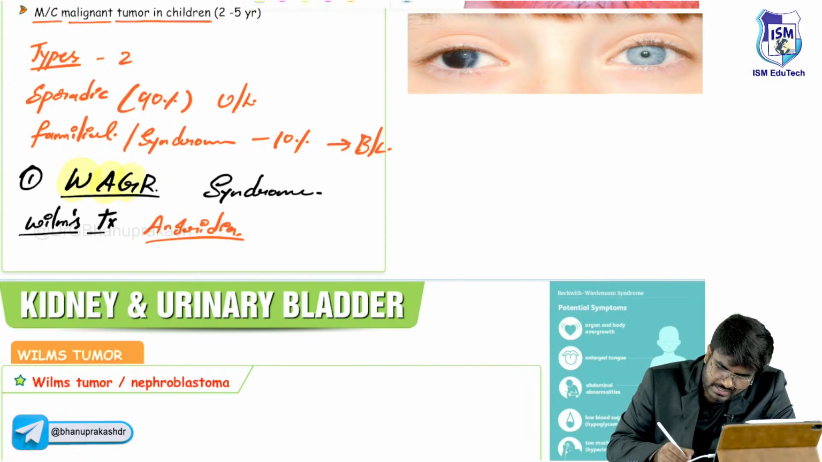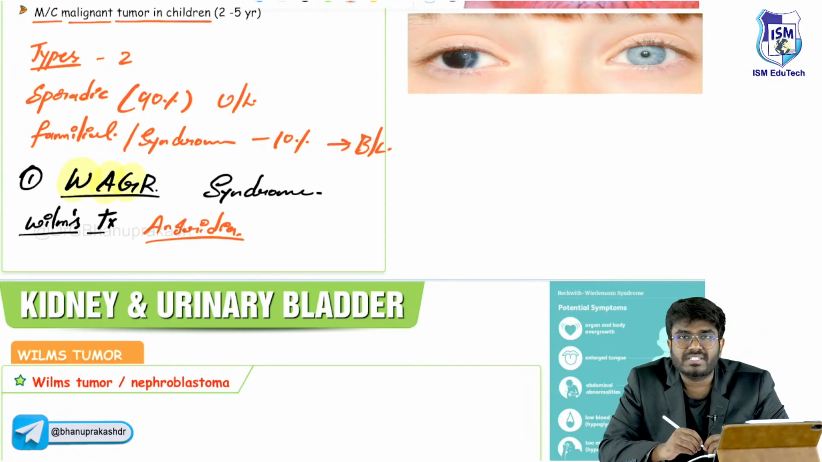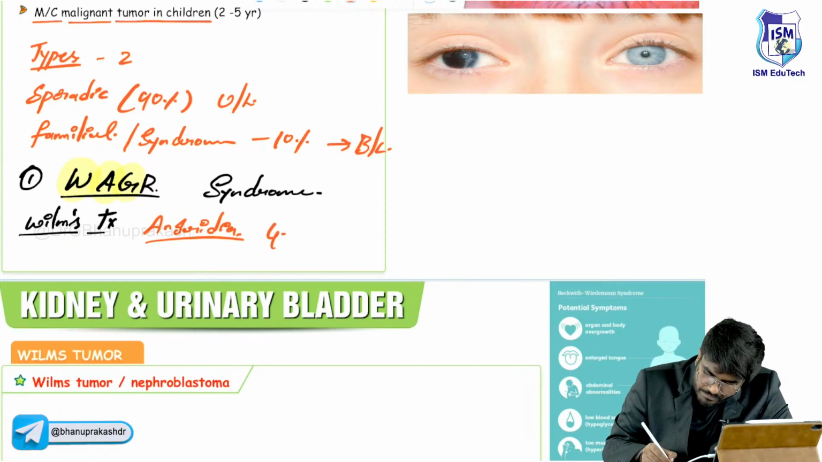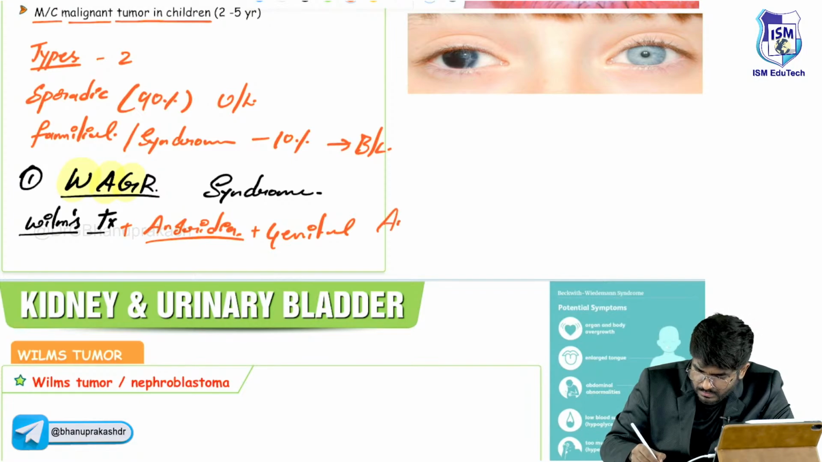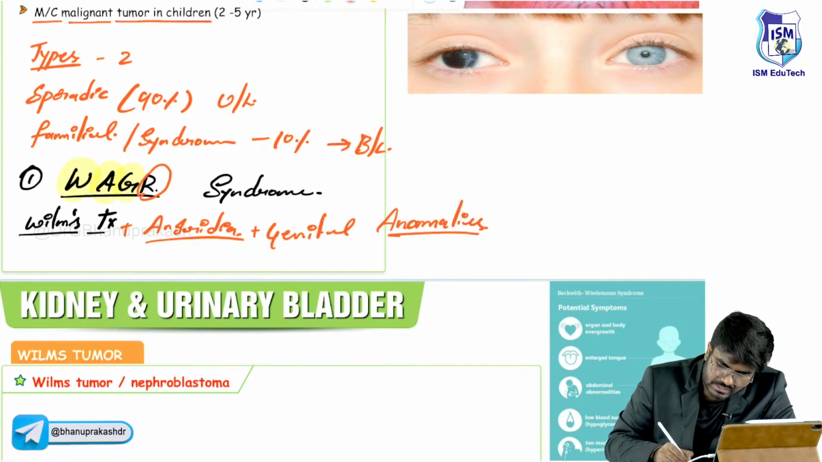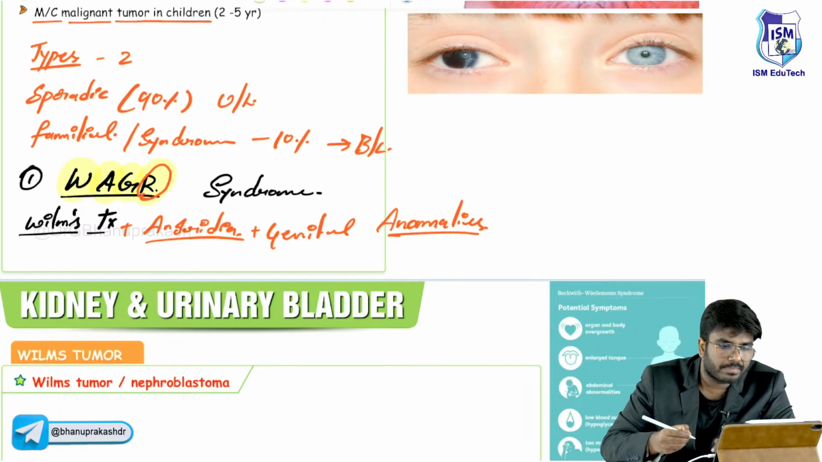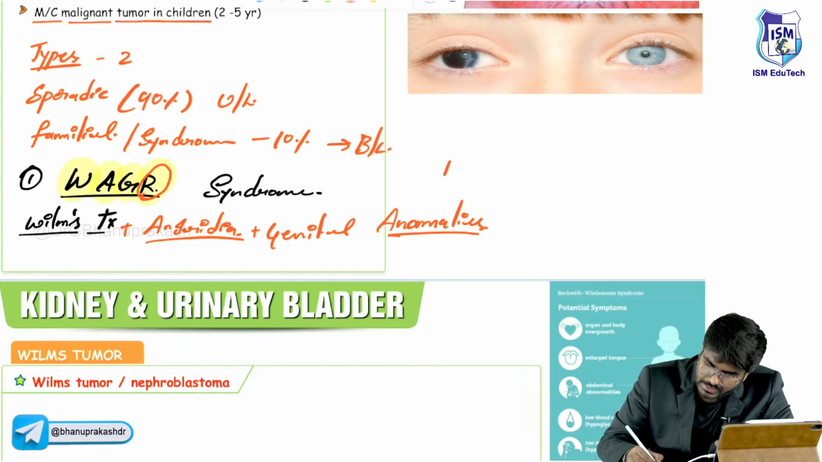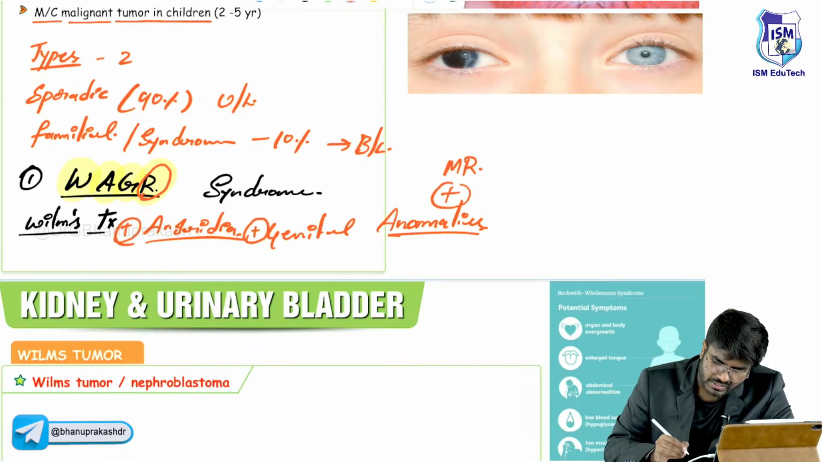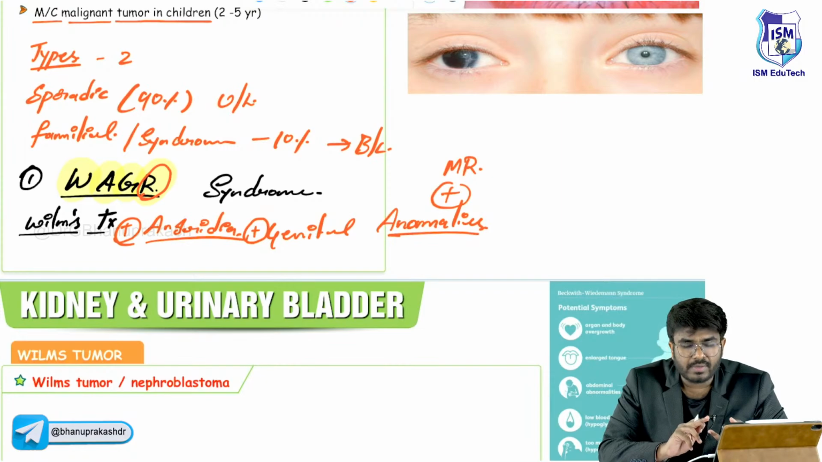And what does G stand for? Here the G stands for genital anomalies. And the last one, R, stands for mental retardation, MR. The patient is going to have MR. So what are the clinical features? The four clinical features seen in WAGR syndrome are Wilms tumor, mental retardation, aniridia, and genital anomalies.